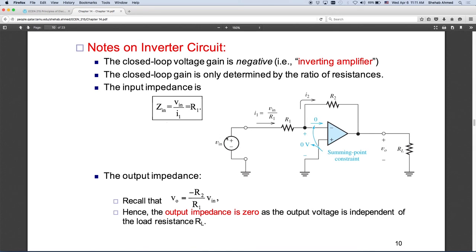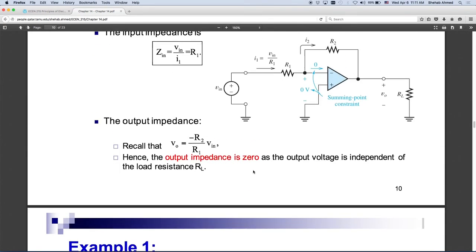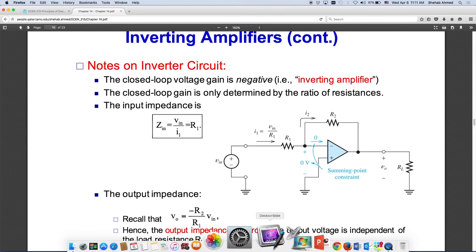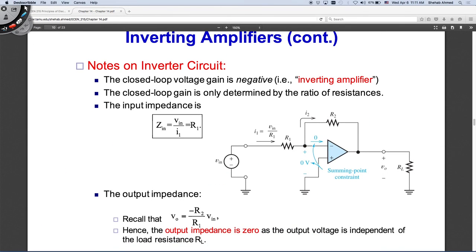Right? How about output impedance? Let's think of what we mean by output impedance. You have a circuit.